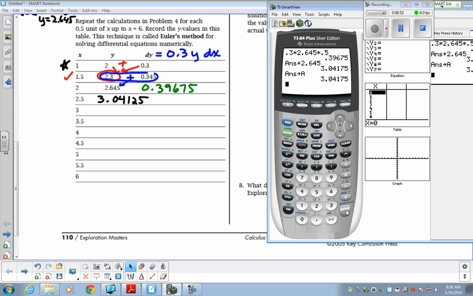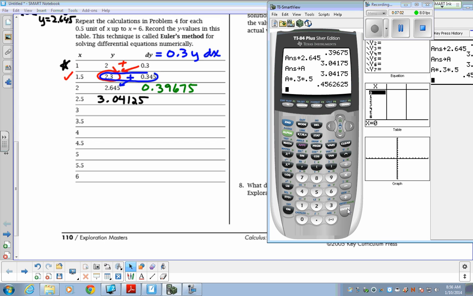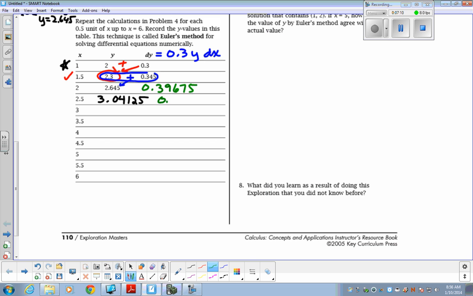Once I've got my new y value, I'm going to store that in A. Then I'm going to calculate my new dy. So again, I'm going to take A times 0.3 times 0.5. This is my new dy, 0.456. So again, I'm going to write that dy down. 0.4562625.